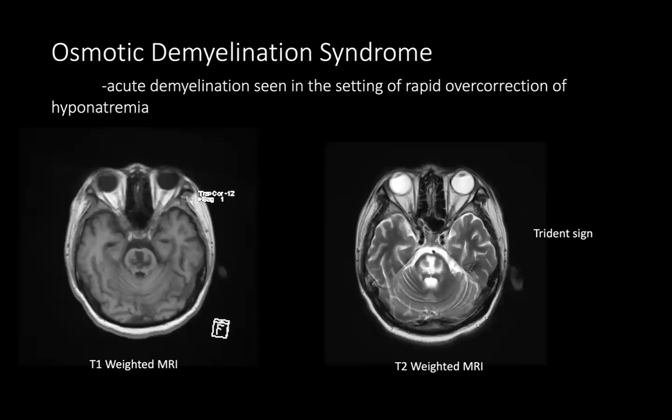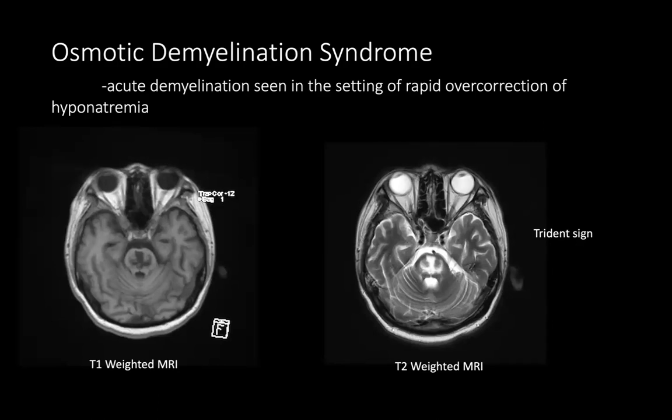And this is just an example of what osmotic demyelination syndrome is going to look like when it comes to MRIs. So you have a T1 weighted MRI on your left, a T2 weighted MRI on your right. And this is a classic case of central pontine myelinolysis. You can see in the T1 weighted MRI image, you have a hypointensity of the pons centrally. You kind of have that three-pronged appearance. It's a classic sign called the trident sign. You essentially have demyelination of your transverse pontine fibers and sparing of those surrounding or peripheral fibers.